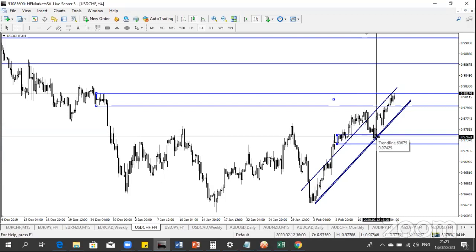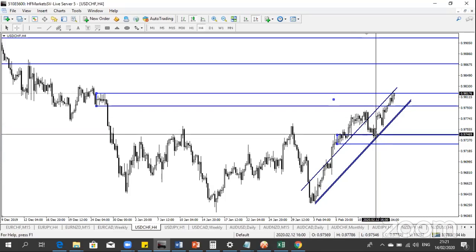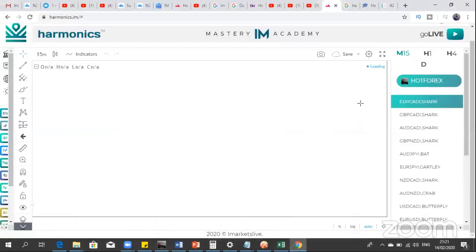From Monday, it came back into the demand zone and started going up. So it's still going up. I see it go up some more. That's USD.